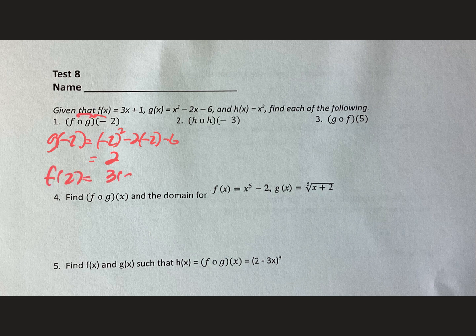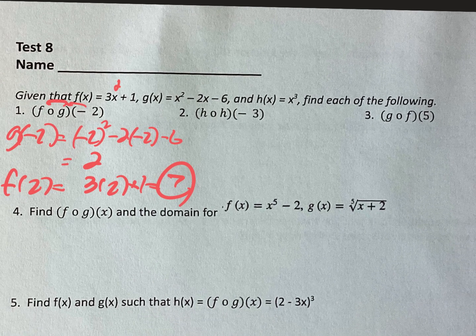I'll put the 2 in the function f, which is right here. 3 times 2 plus 1, 6 plus 1, 7. There's your final answer right there. So remember, work backwards. It's kind of like working backwards there. It's called composition.